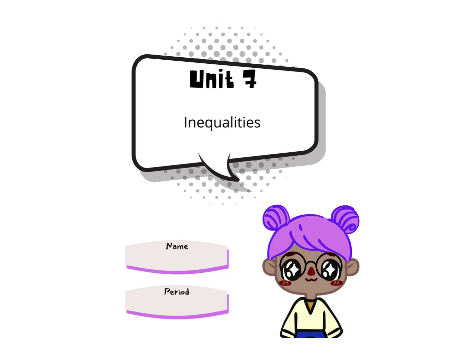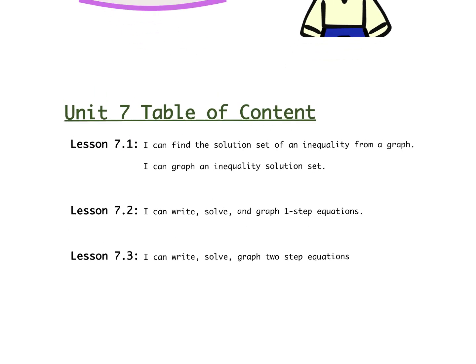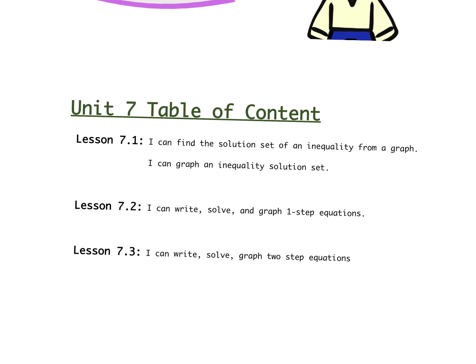Hi everyone, we're starting Unit 7 with a review of 6th grade standards. So, in Unit 7, we're going to be talking about Lesson 7.1, which is I can find the solution set of an inequality from a graph, and I can graph an inequality solution set. So let's head to the first page.